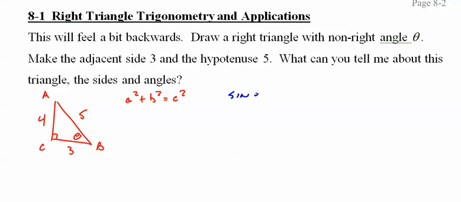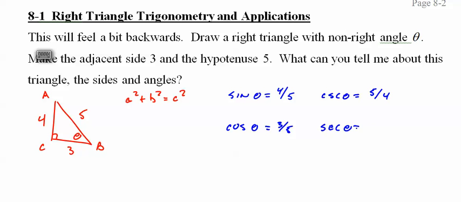Sine of theta, or B, 4 over 5, where cosecant of theta is 5 over 4. So I like doing them this way. It's just so easy to go, oh, cosine of theta is 3 over 5. Therefore, secant of theta is 5 over 3.